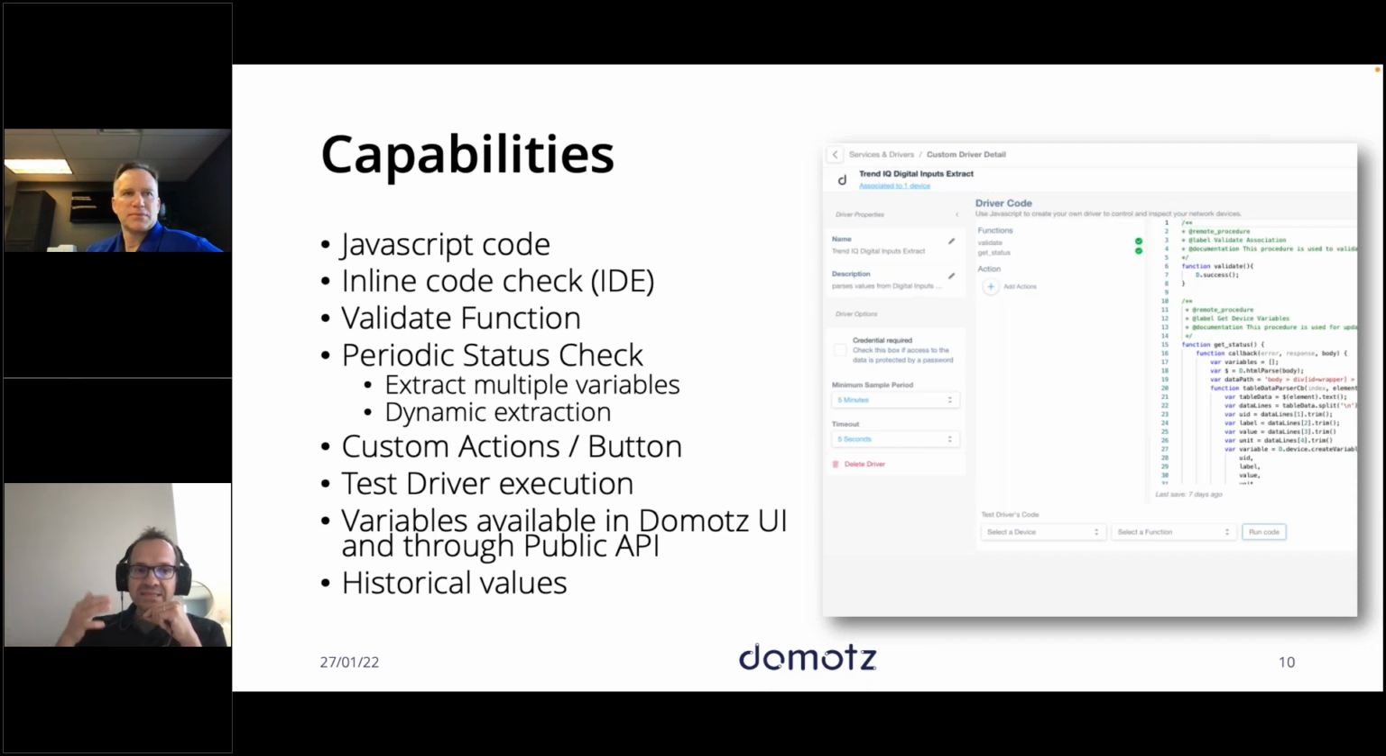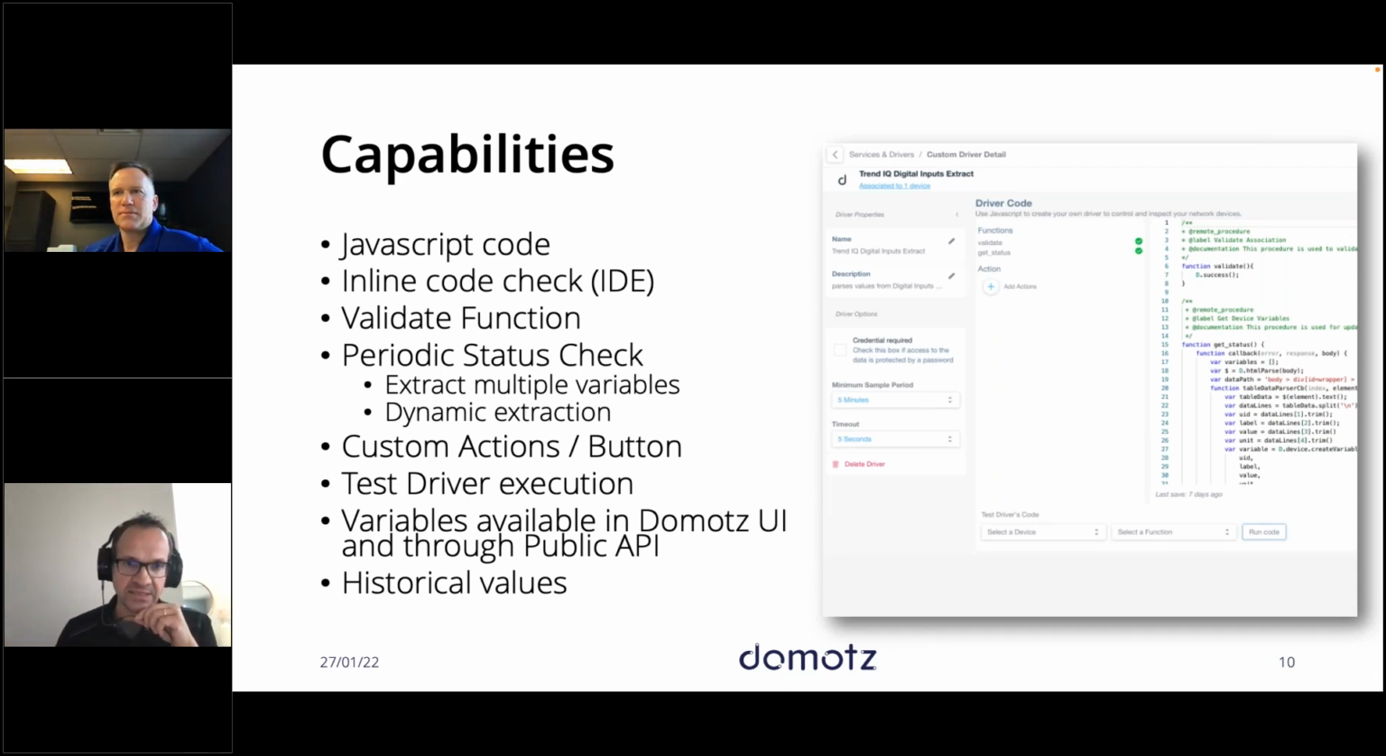Now, once the code is validated, let's say you have associated the code to an agent and then associated the code to a specific device, what Domotz does is extract multiple variables through the means of periodic polling on the device. So we have a dynamic extraction of new variables.